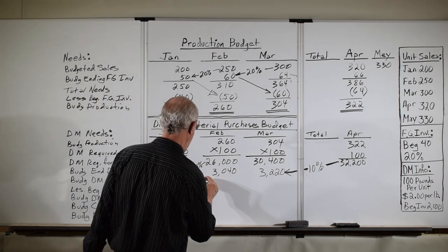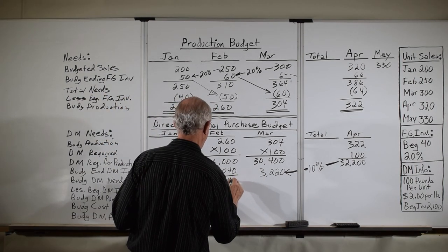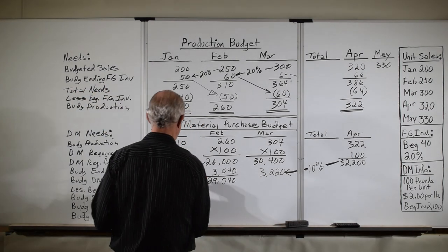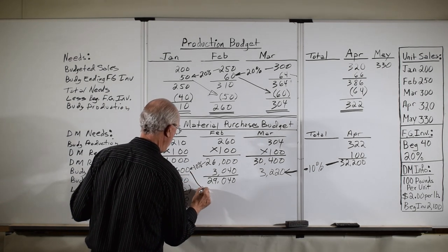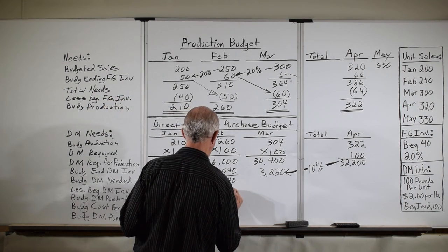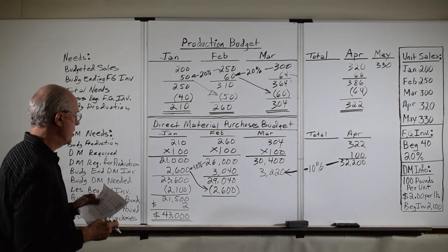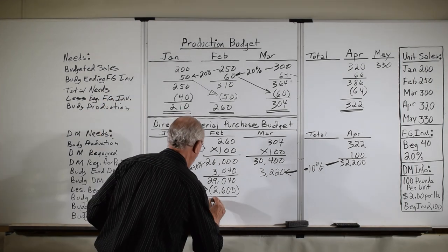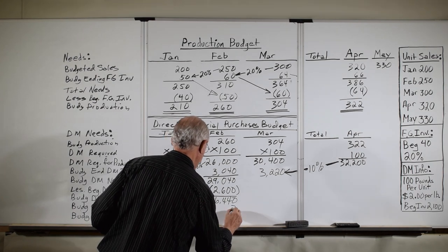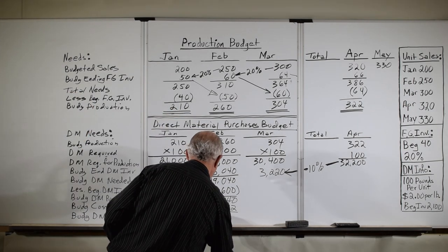To February, we're going to add the 26,000 and the 3,040 to arrive at 29,040 pounds of material. Then we subtract our beginning inventory. And remember, the beginning inventory for February is January's ending inventory of 2,600. And so we subtract to arrive at the direct material purchases in pounds, which is 26,440. Then we multiply that by the $2 per pound to arrive at the cost of the direct material purchases, which is 52,880.